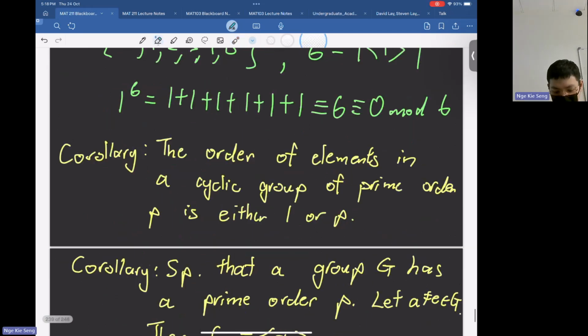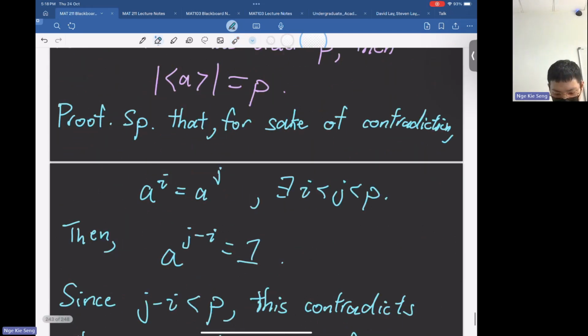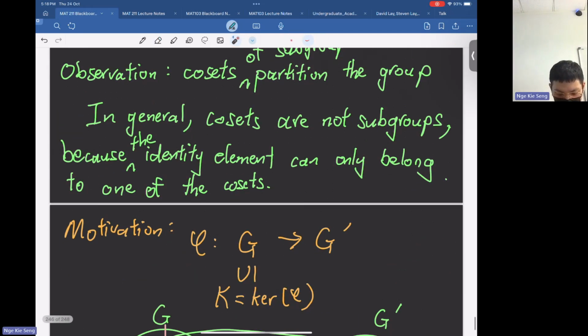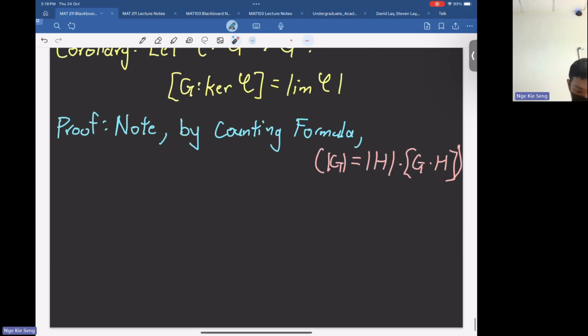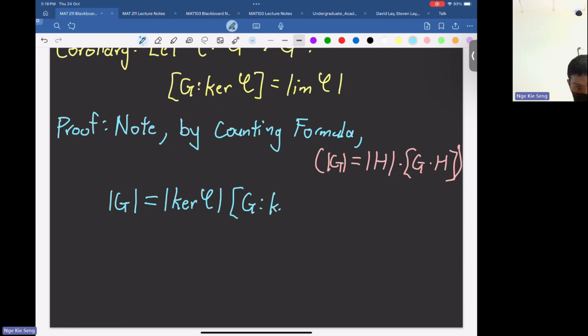Okay, right. So since the kernel of phi is a subgroup, what do we do here? We know that the cardinality of G is equal to the cardinality of the kernel of phi times the index of the kernel of phi. Okay, so this is what we know.